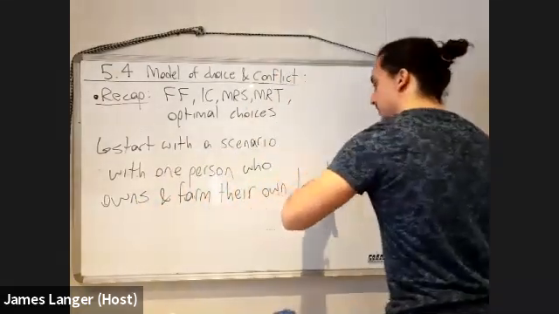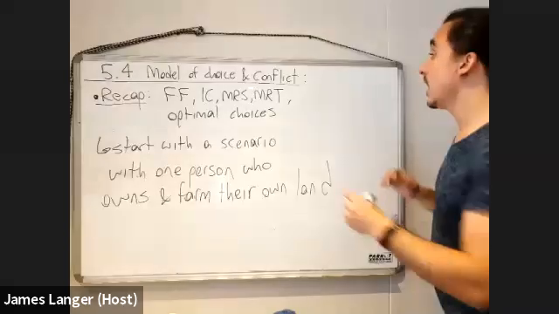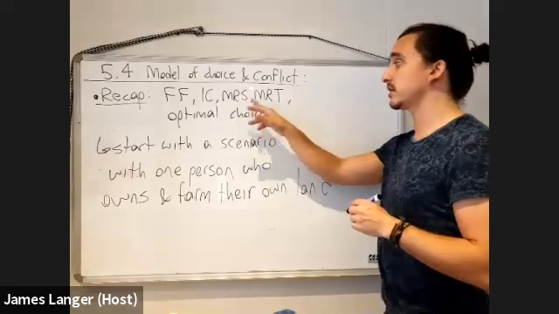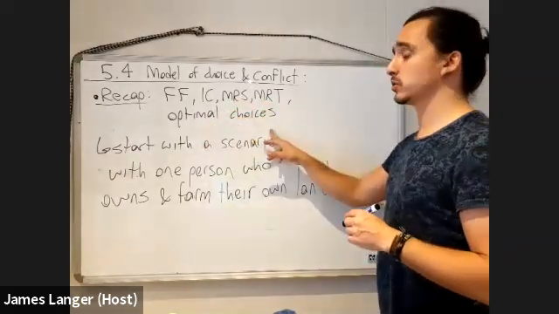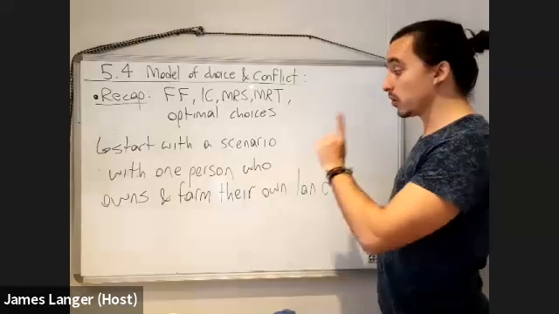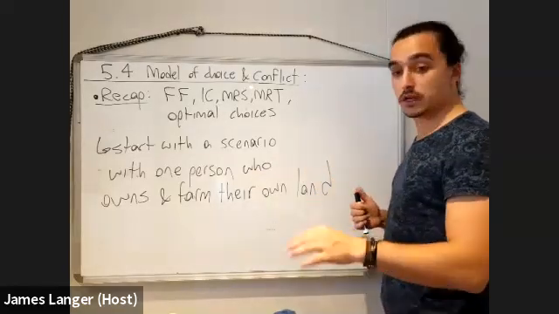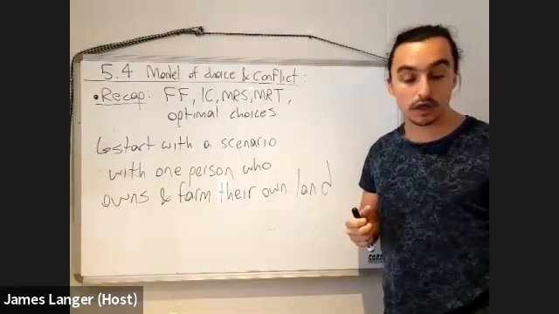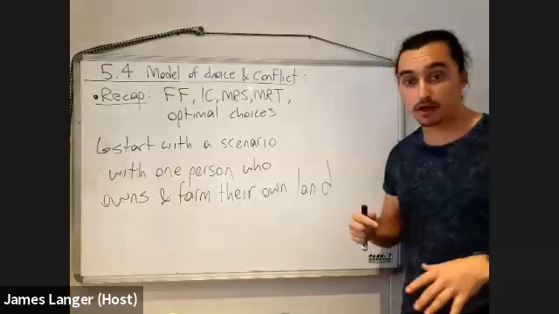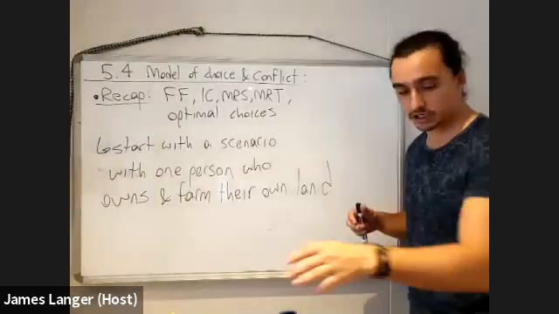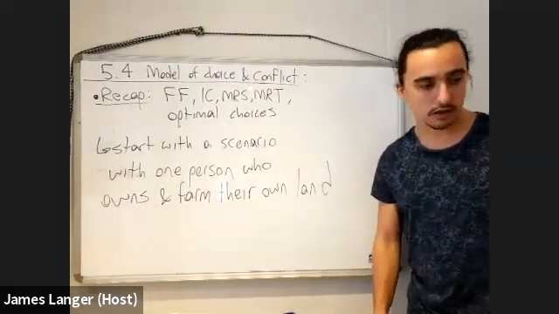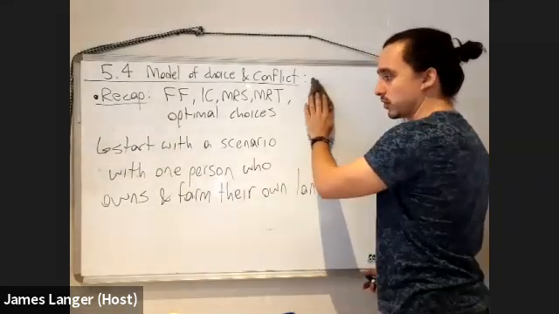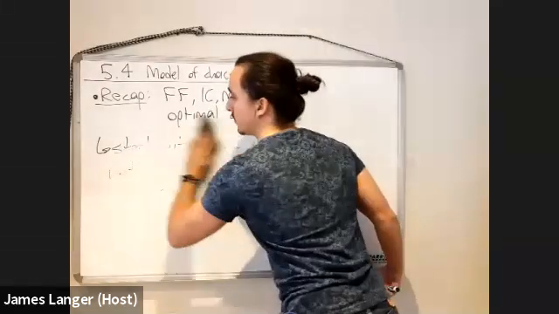Okay. So I'm actually running out of space already on the board. But yeah, we're going to recap feasible frontiers, indifference curve, marginal rate of substitution, marginal rate of transformation, and optimal choice. And what we're starting with is a scenario with one person who owns and farms their own land. Is everyone happy with this? Please let me know if you don't get the setup. Otherwise, we're going to carry on. So I actually, unfortunately, didn't write my things here very well, and I am going to erase this board now. So it's just a recap, and we're starting with a scenario with one person who owns and farms their own land.